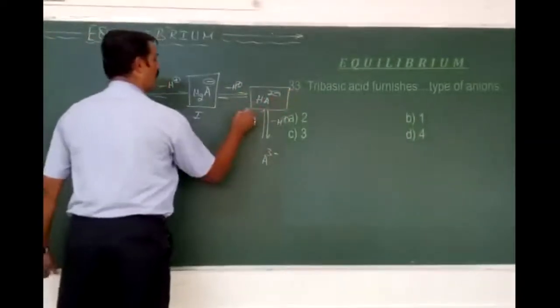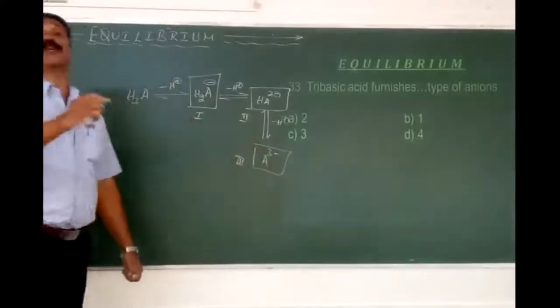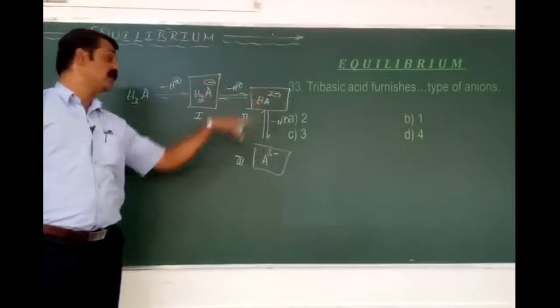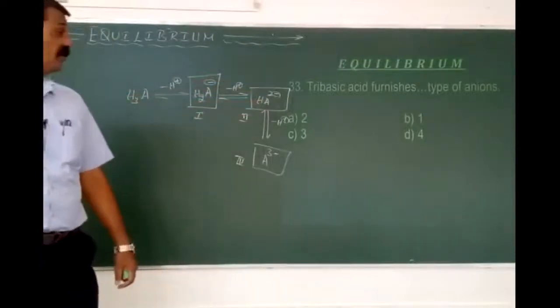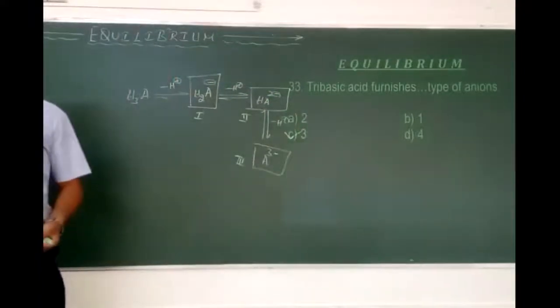How many anions are there? This is the first anion, this is the second anion, and this is the third anion. It contains how many types of anions? It is H2A minus, then HA2 minus, and finally A3 minus. Therefore, it furnishes totally 3 anions. Okay.